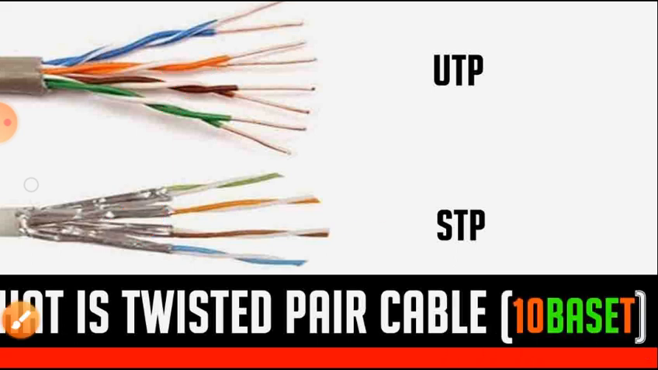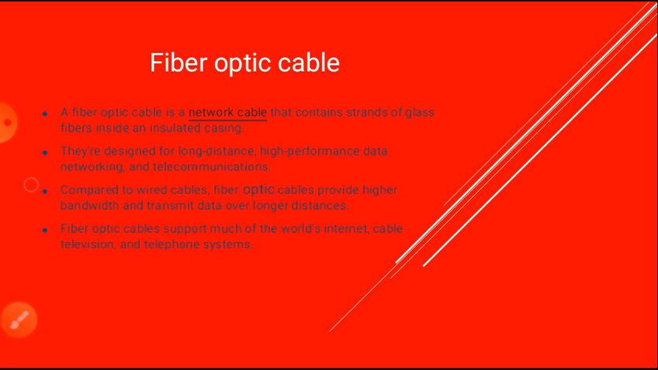Okay, let's move. Fiber optic cable. Next type of cable is fiber optic cable. A fiber optic cable is a network cable that contains strands of glass fiber inside an insulated casing. They are designed for long distance, high performance data networking and telecommunication.